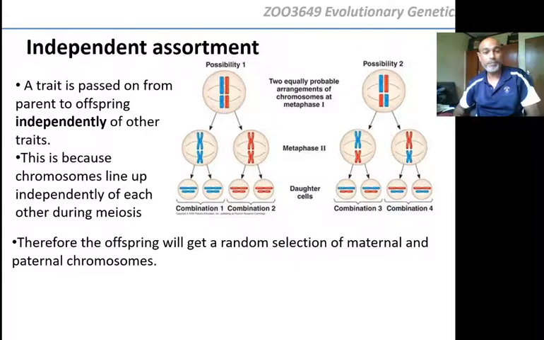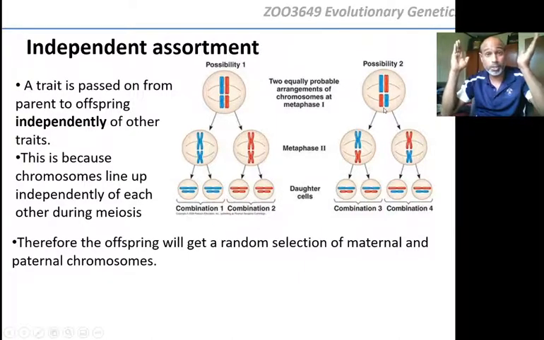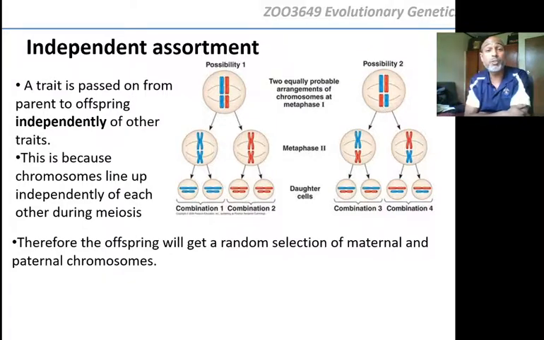Okay? So therefore, the offspring will get a random selection of maternal and paternal chromosomes. It doesn't always line up like this. It can line up also like this. And when there are 23, these are only showing 2 chromosomes. When there are 23 chromosomes, all of them lining up together, there can be how many combinations? That is why independent assortment, we said, also leads to variation, right? Because of the number of different combinations.